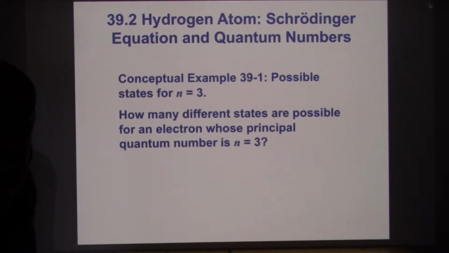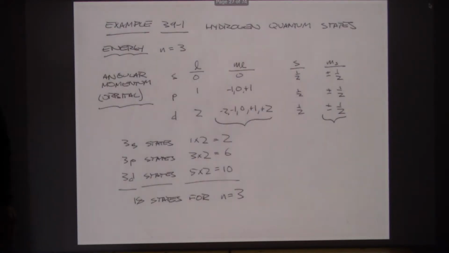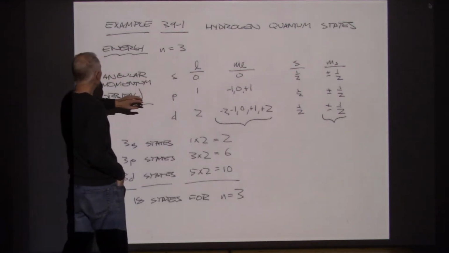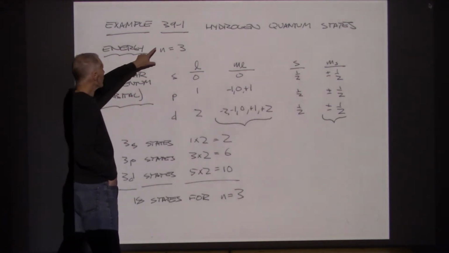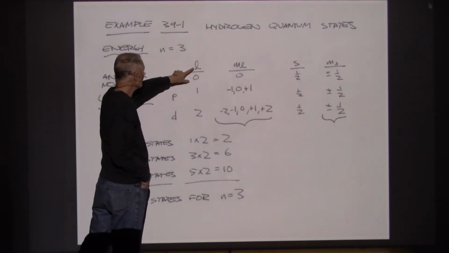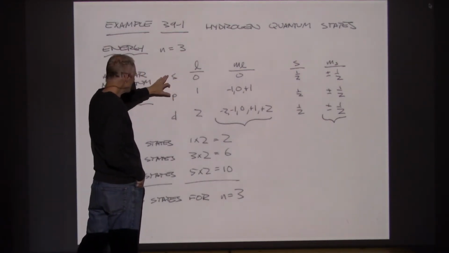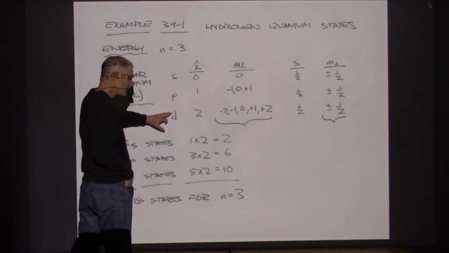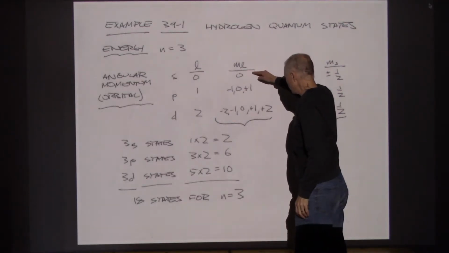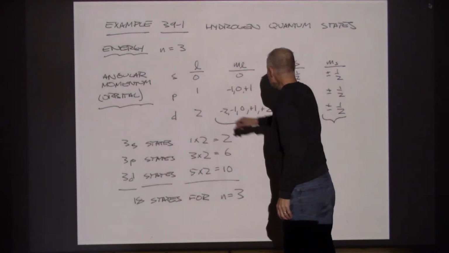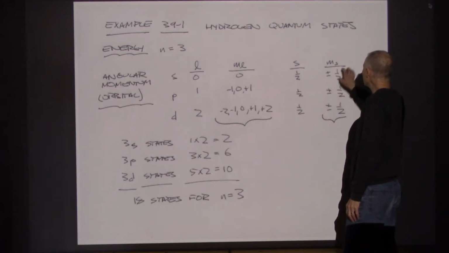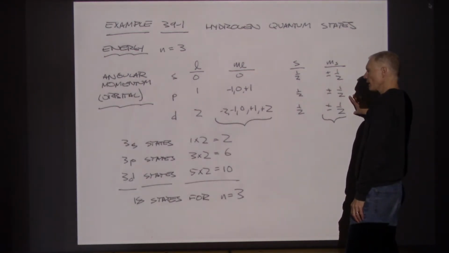Okay, what are the possible states for n equal to 3? Let's take a look and see. So going back and looking at these quantum numbers, here is n equal to 3. If we're on energy level 3, the orbital angular momentum could be 0, 1, or 2. That would be a set of S, P, and D states. The m sub l values, we would have to correlate those with the L values. Every electron has an overall spin of 1/2 with orientations plus or minus 1/2.